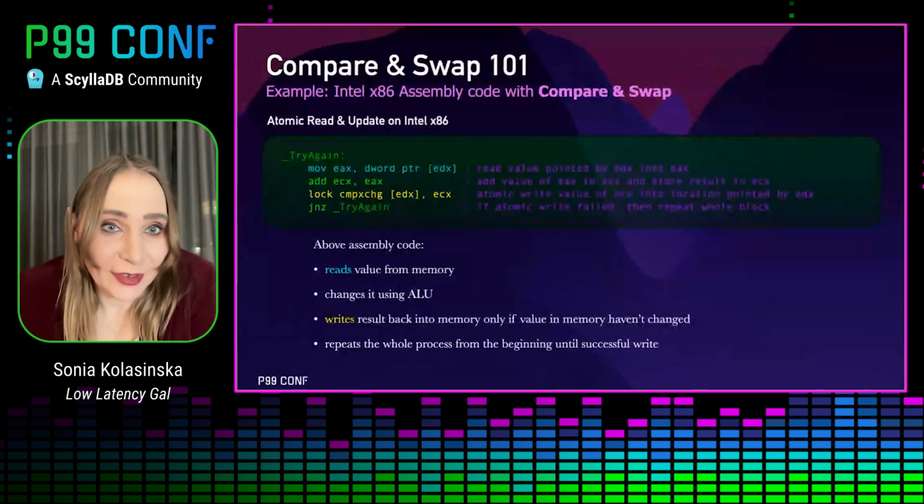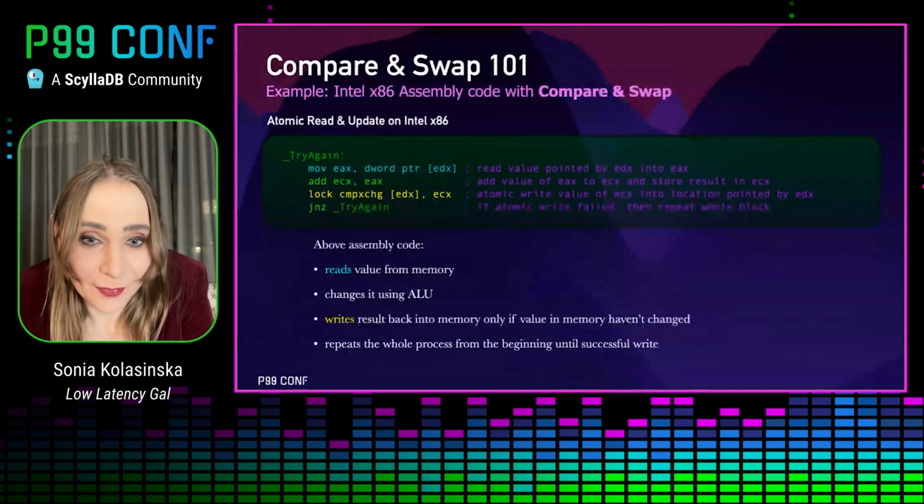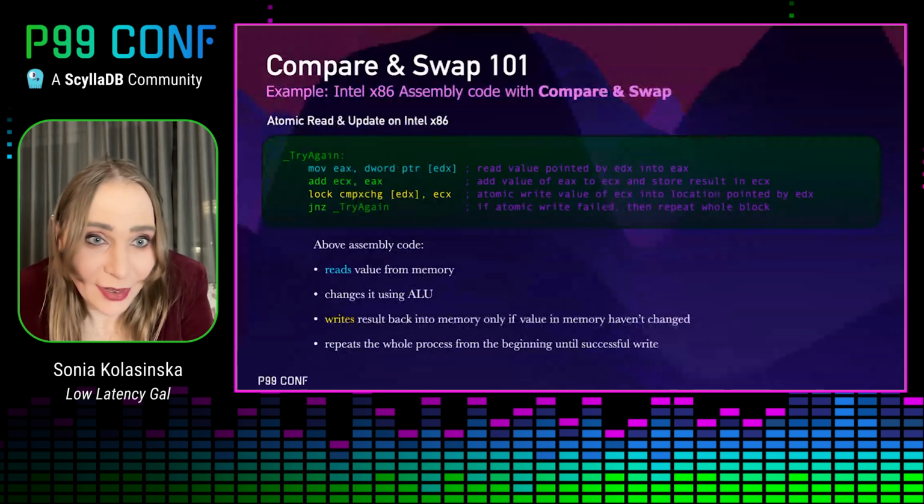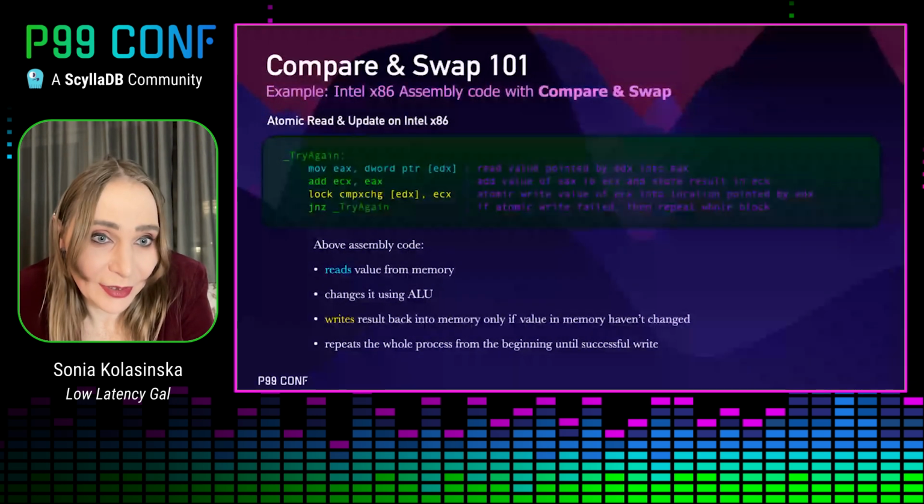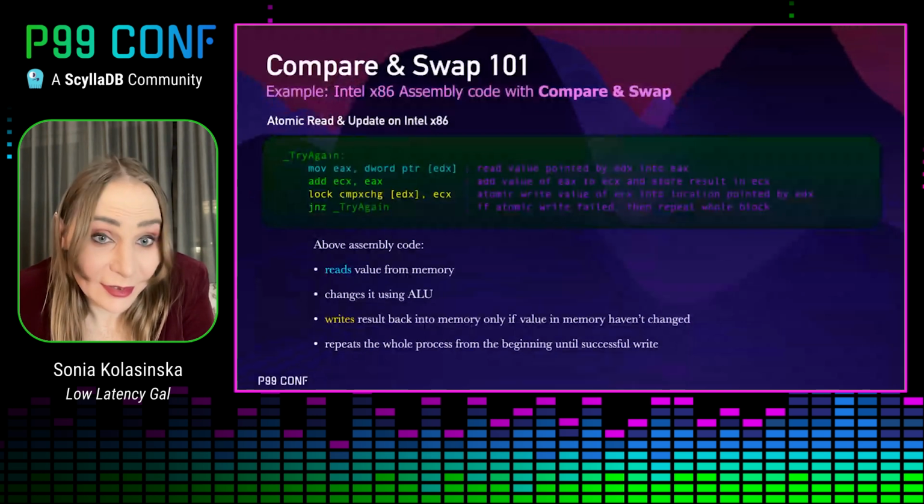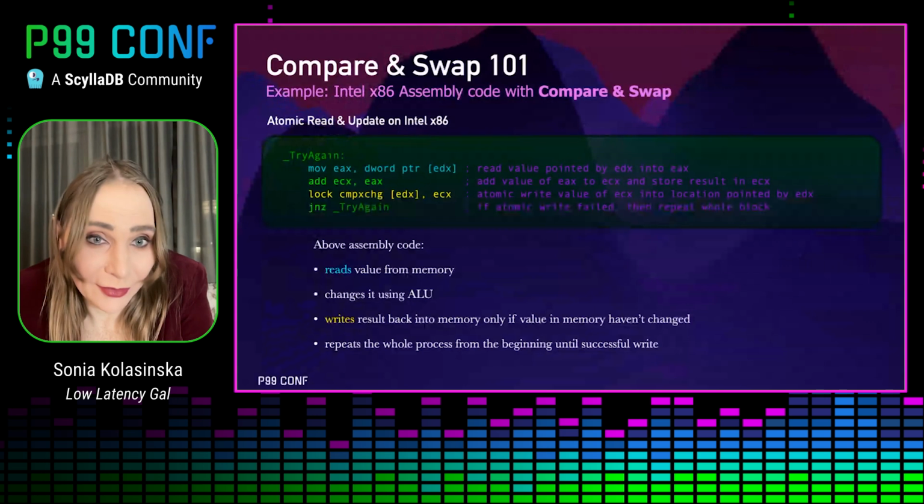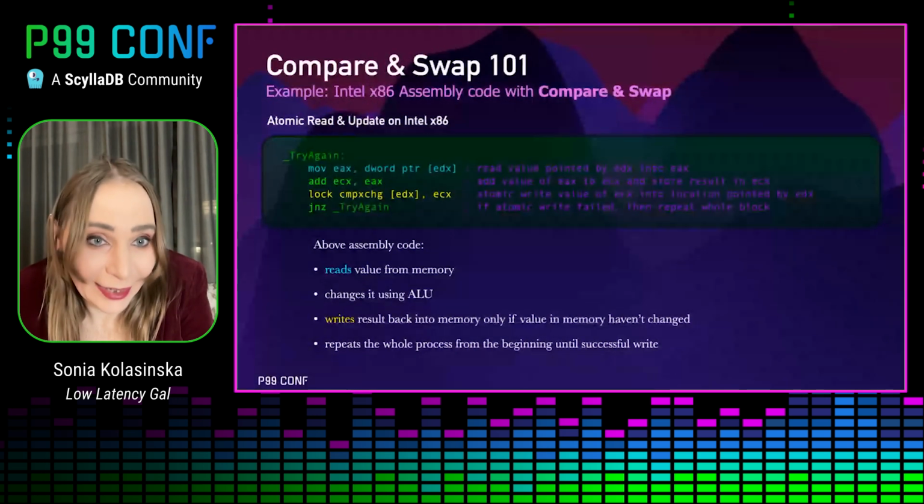So here we've got a thread-safe operation. It's compare and swap. So what happens here, we do exactly the same thing, except that now we have this lock cmpxchg [EDX], EAX, which will write to memory only if another core didn't write to the same address in the meantime.